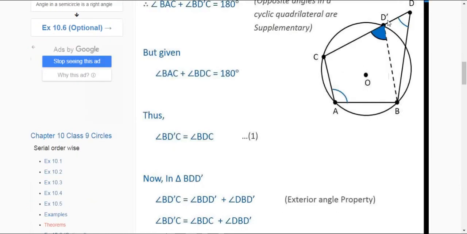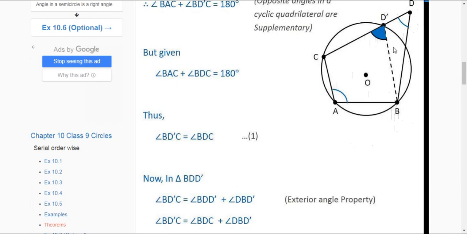Now in triangle BD dash D, what we have to prove is that D and D dash are one and the same. BD dash C equals what? BD dash C equals BDD dash plus DBD dash. How come? See here, for triangle BDD dash, this BD dash C is an exterior angle.